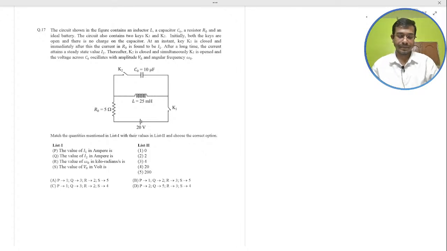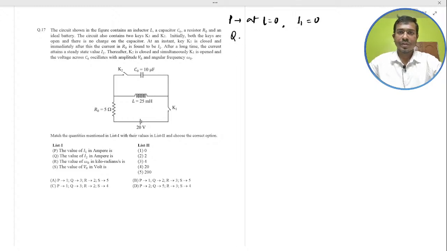Simple. So at t equal to 0, I1 is 0. At t equal to infinity, this is P. At t is 0, I1 must be 0. Next for Q, at t is infinity, the current I2 is what? 20 by 5, 4 ampere.